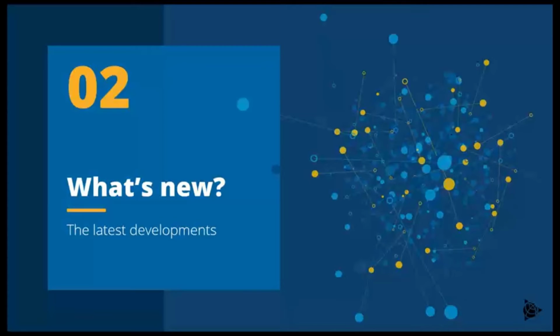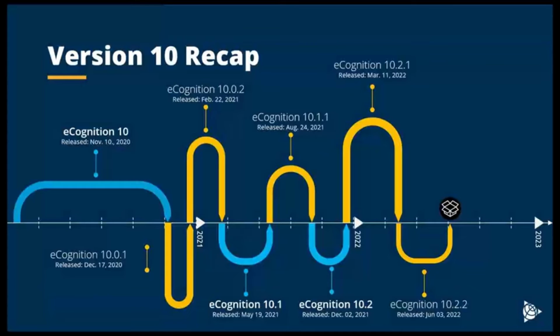So what's new in the latest developments in eCognition? A quick recap of version 10 thus far. Version 10 came out back in November of 2020. And then after two maintenance releases, we released 10.1 in May of 2021. And then just last year in December, we released 10.2, which is where we're at now.